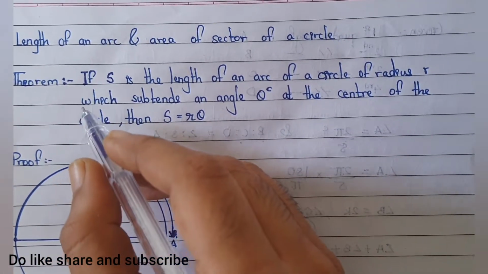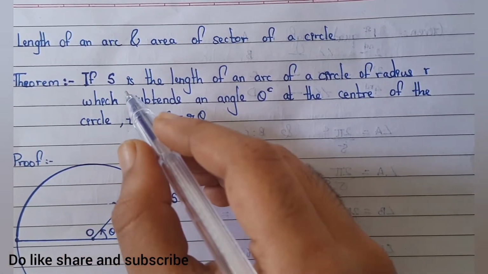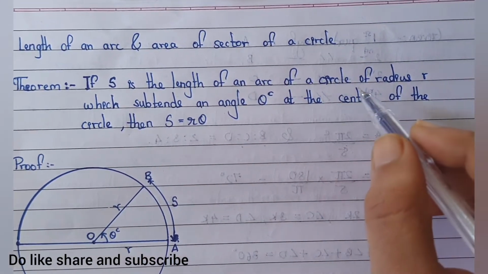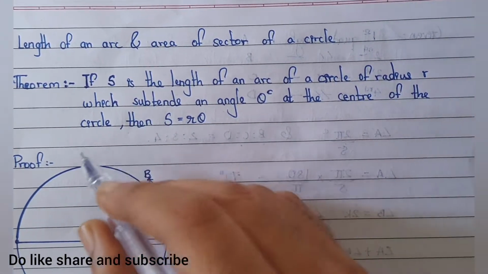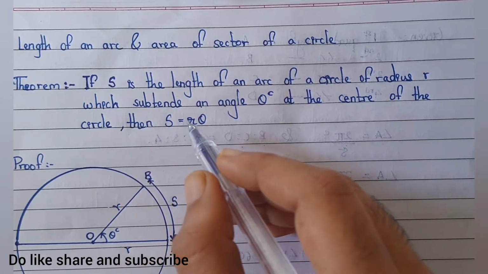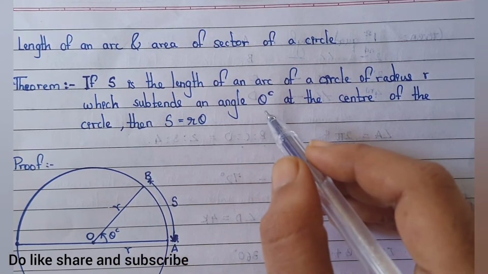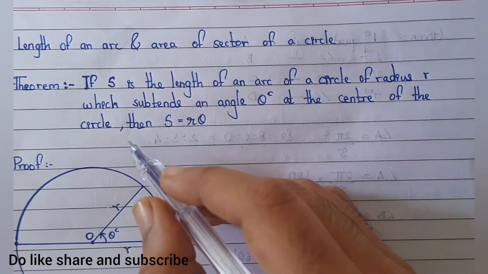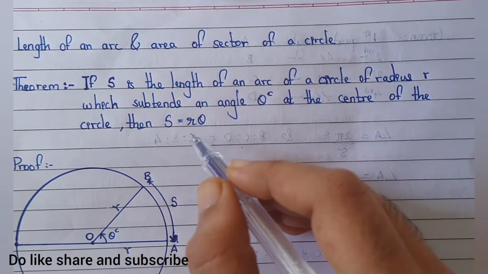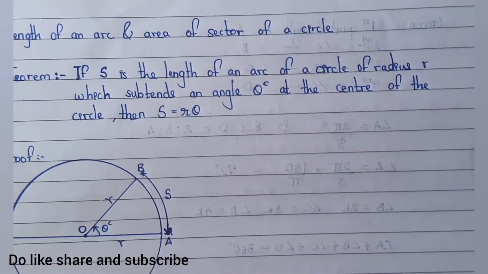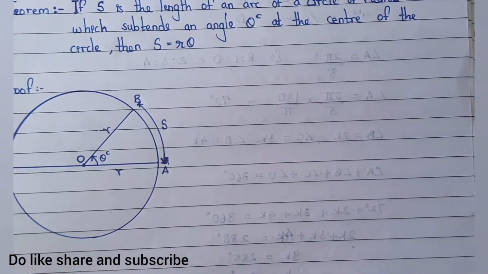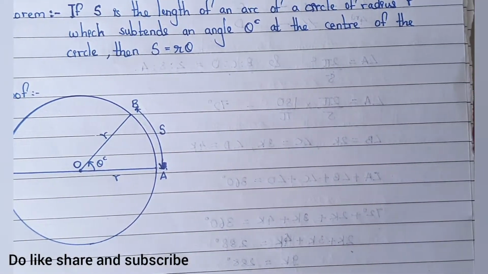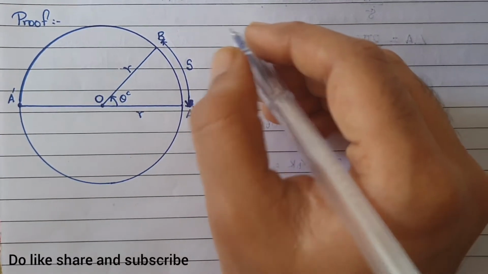The theorem states that if S is the length of an arc of a circle of radius r which subtends an angle theta in radian at the center of the circle, then S is equal to r theta. Here I have drawn the figure related to it previously only. Now let's start with the proof.